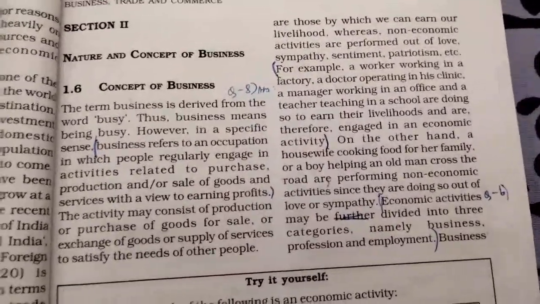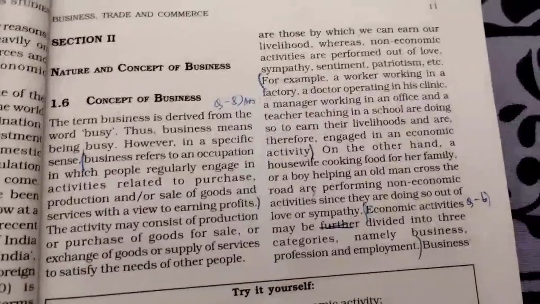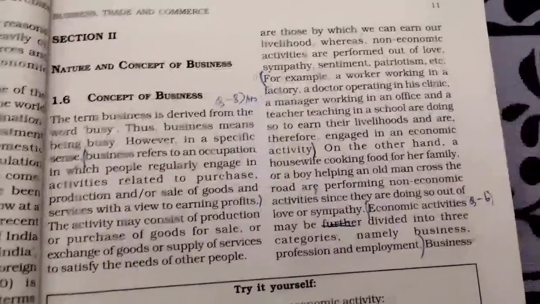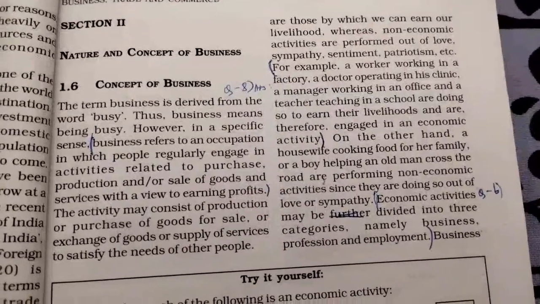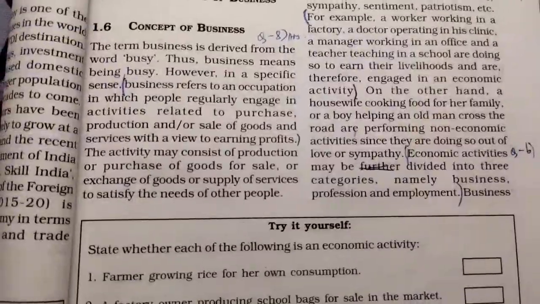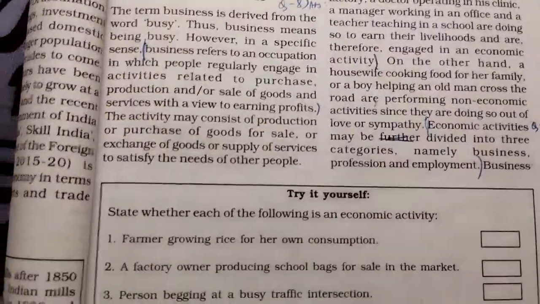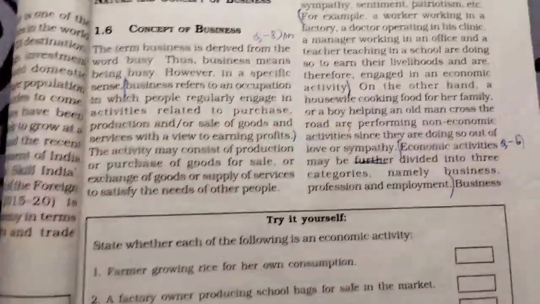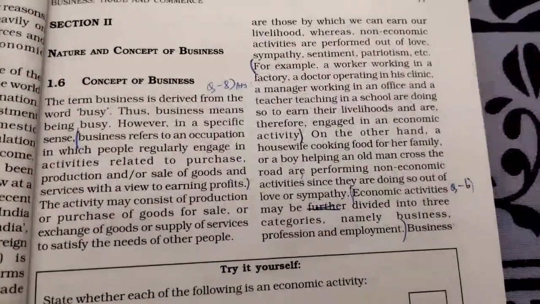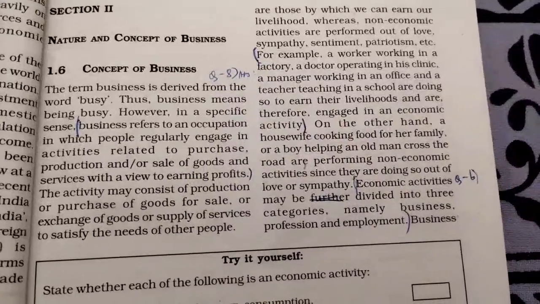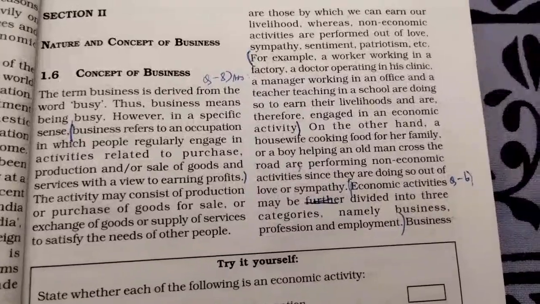In every society, people undertake various activities to satisfy their needs. These activities may be broadly classified into two groups, that is economic activities and non-economic activities. Economic activities are those from which we earn our livelihood. For example, a worker working in a factory, a doctor operating in his clinic, a manager working in an office, and a teacher teaching in a school are doing so to earn their livelihoods and are considered economic activity.